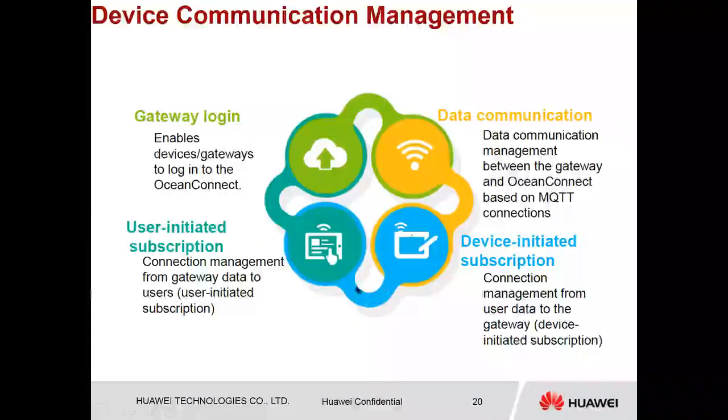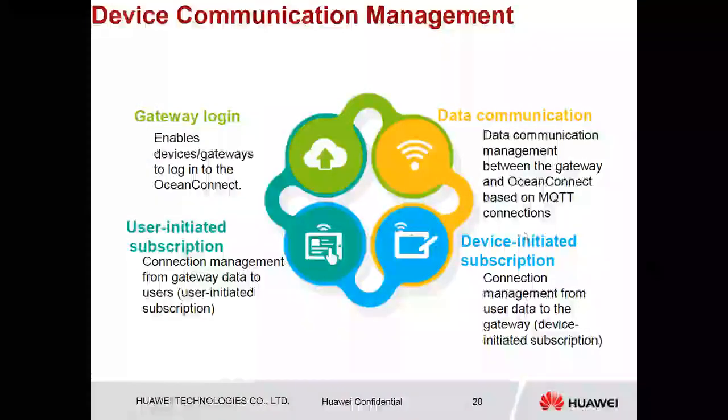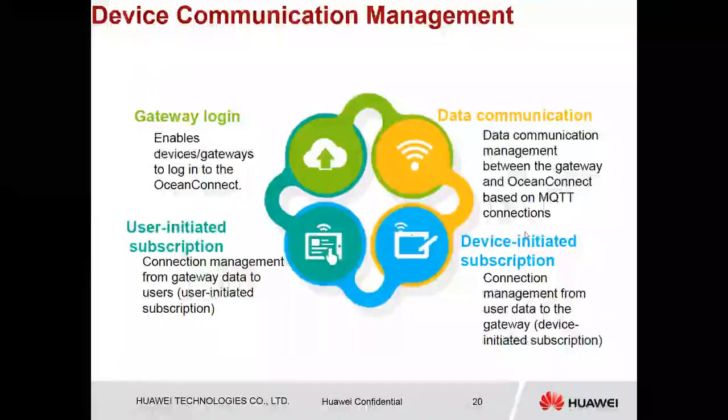It means that the IoT platform can order the parameters of the device, and the device can also order some parameters from the IoT platform. So we don't need all the parameters, we don't need all the information. We just select some of them. This is called initiated subscription.